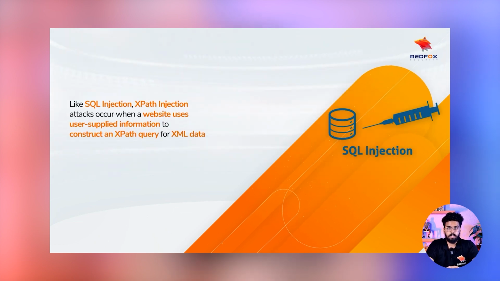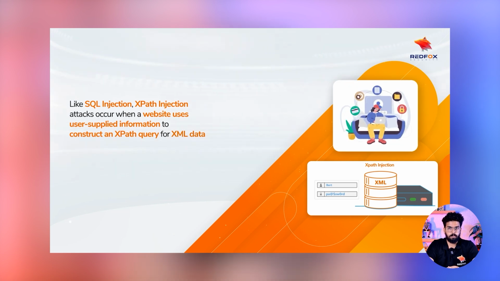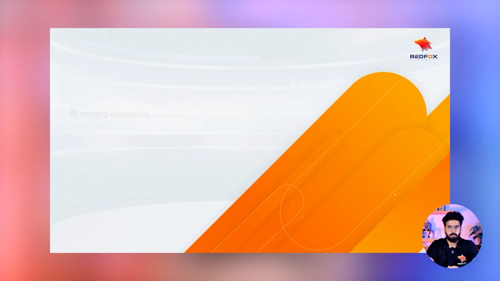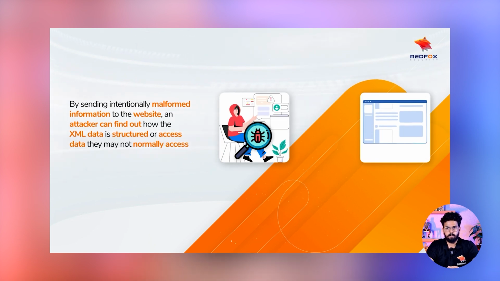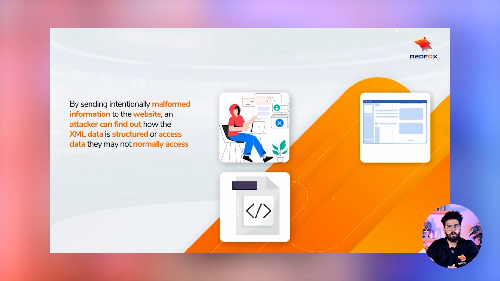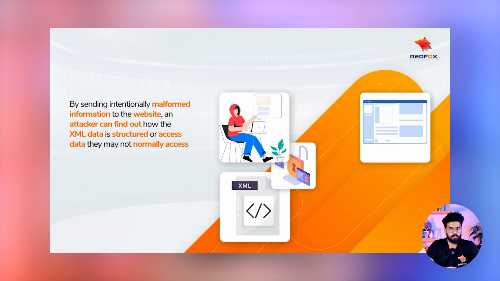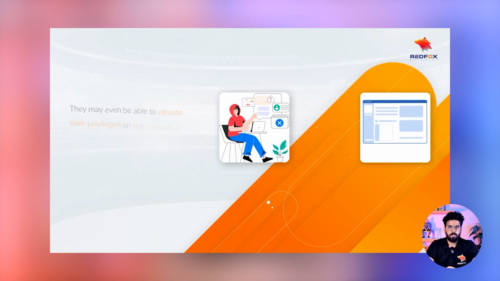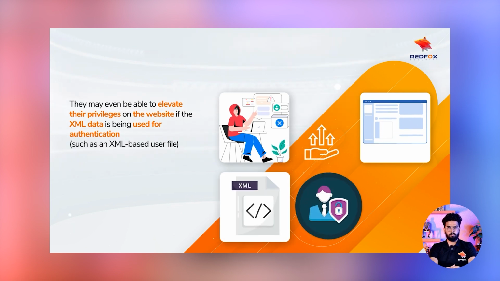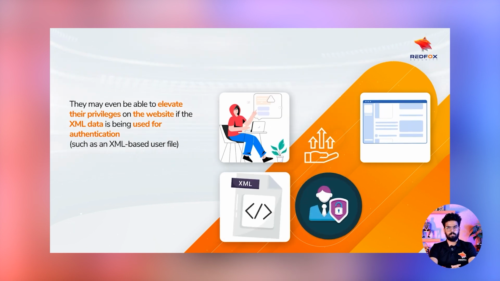Like SQL injection, XPath injection attacks occur when a website uses user-supplied information to construct an XPath query for XML data. By sending intentionally malformed information to the website, an attacker can find out how the XML data is structured or access data they may not normally have access to. They may even be able to elevate their privileges on the website if the XML data is being used for authentication, such as an XML-based user file.